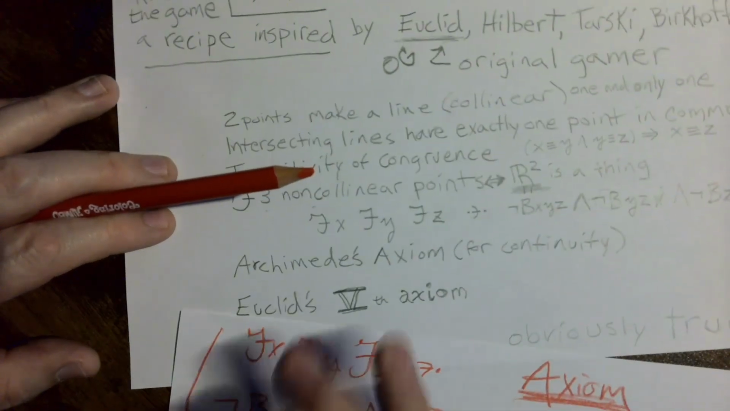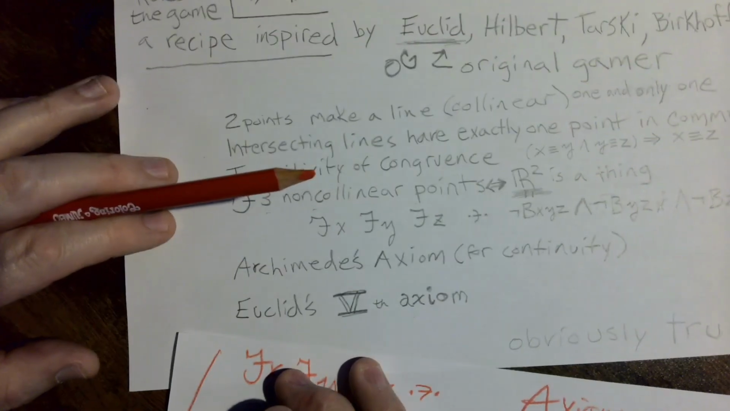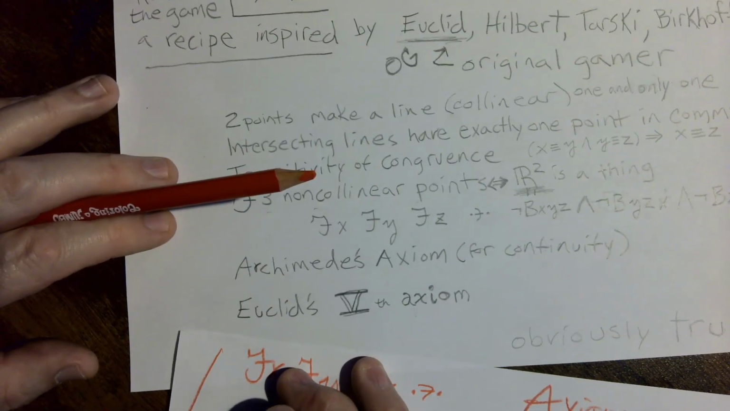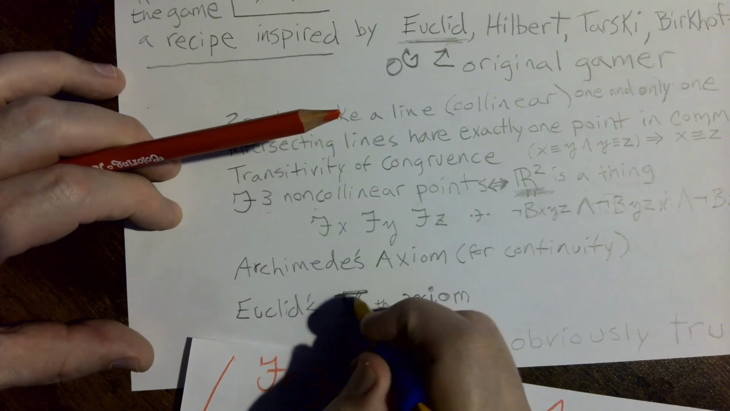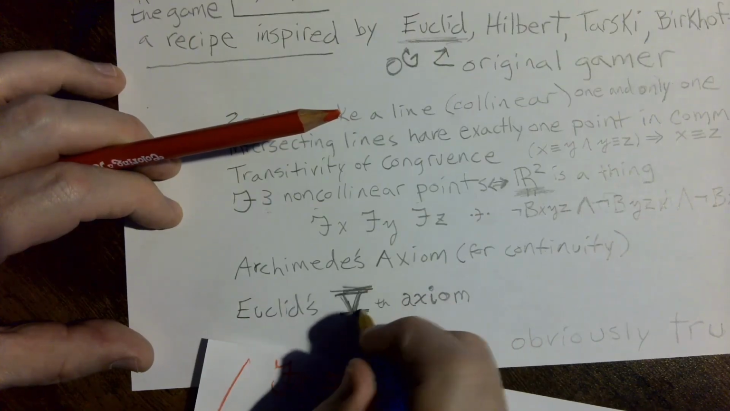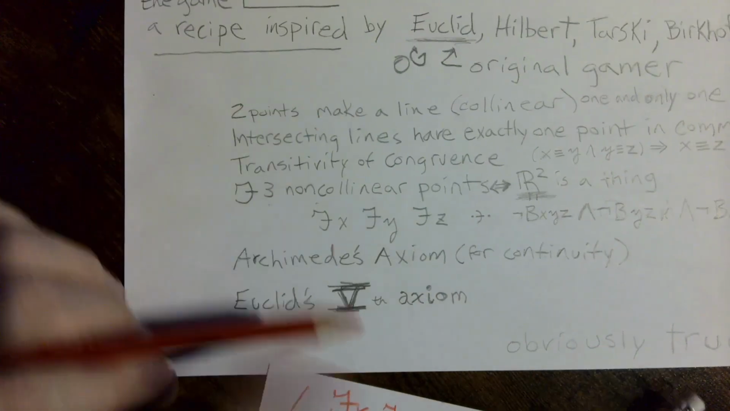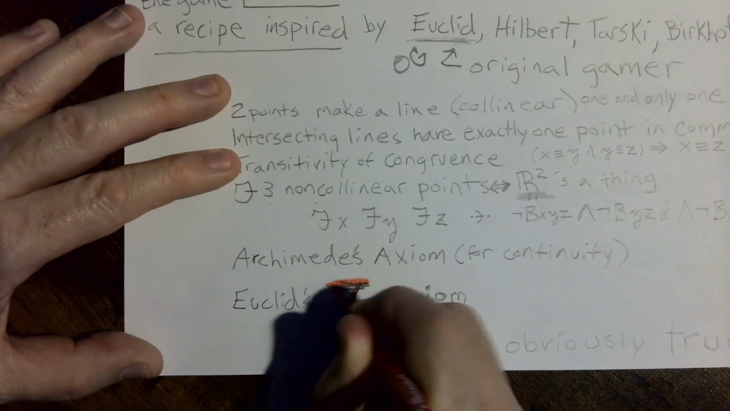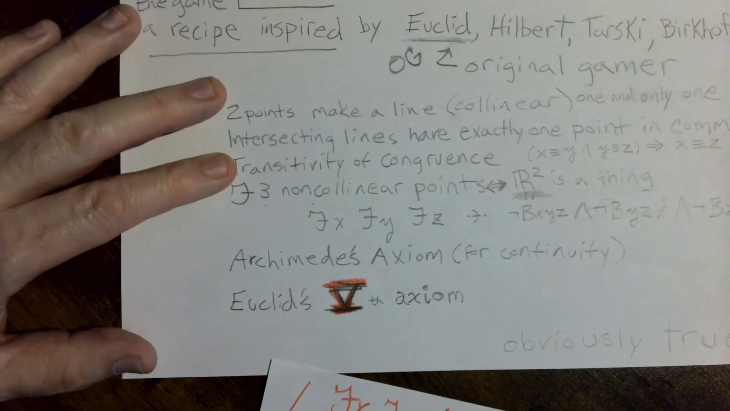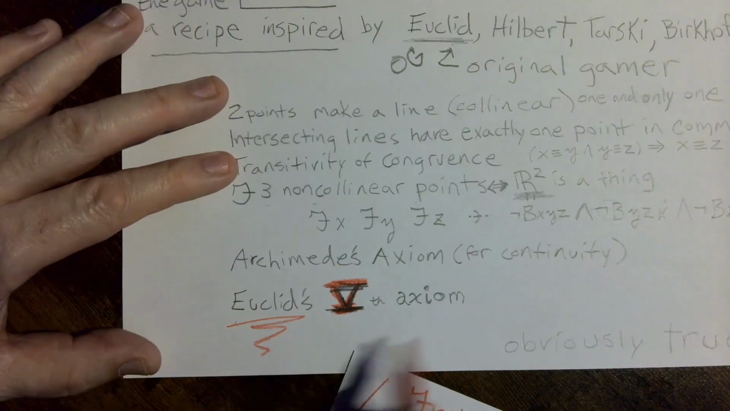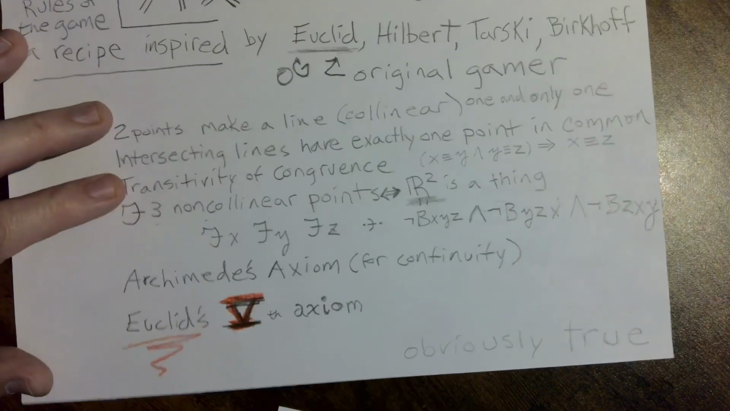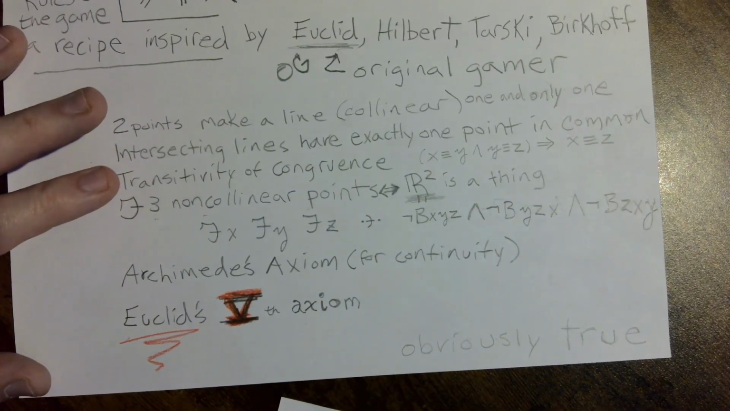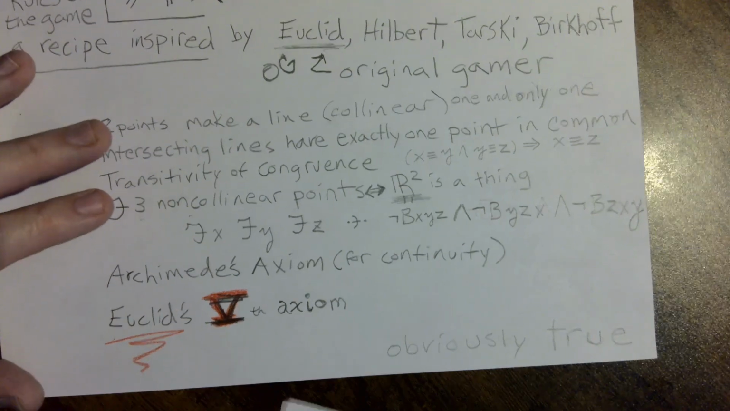And then we have Euclid's 5th axiom. And that's what makes this a Euclidean space. It's what makes this Euclidean geometry, is Euclid's 5th. Obviously true? We'll see.